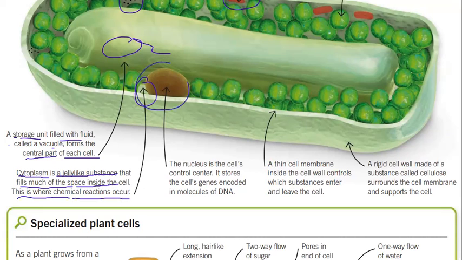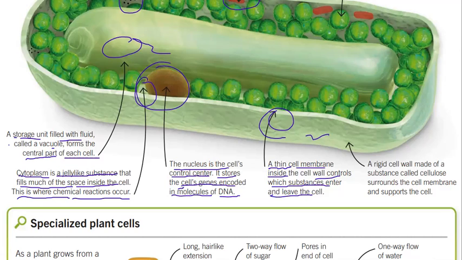And regarding this part, this is the nucleus, the cell control center, which stores the cell's genes encoded in molecules of DNA. Whereas this other part is called the thin cell membrane, which is inside the cell wall, and controls which substances enter and leave the cell. And this outer part is a rigid cell wall made of a substance called cellulose that surrounds the cell membrane and supports the cell. So inside, outside.